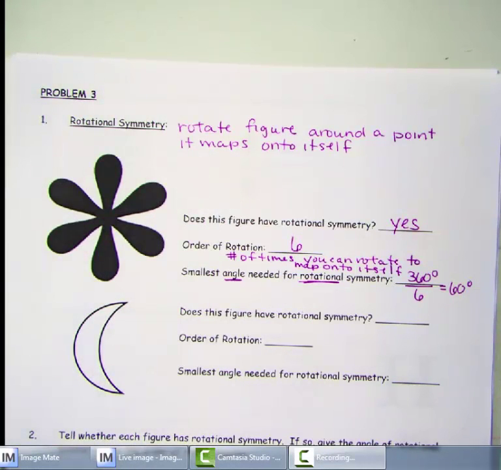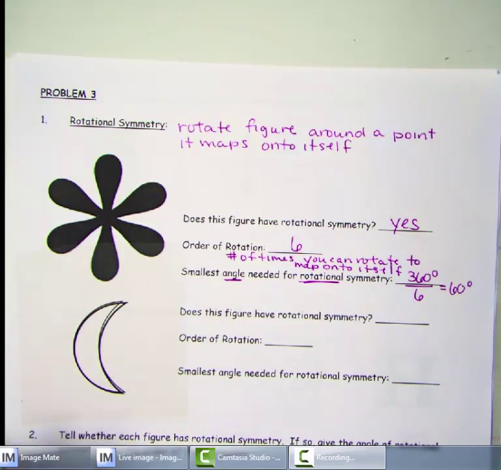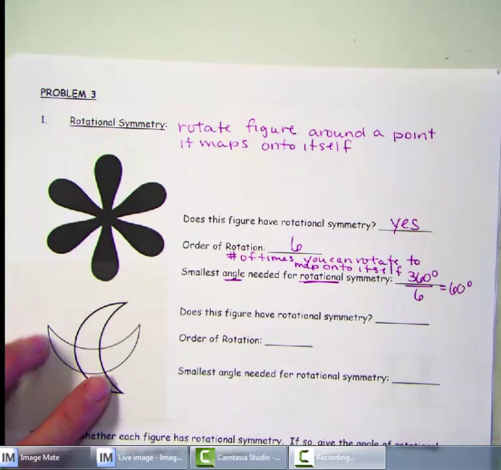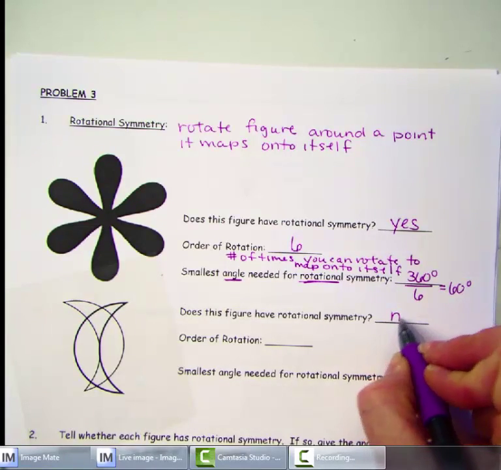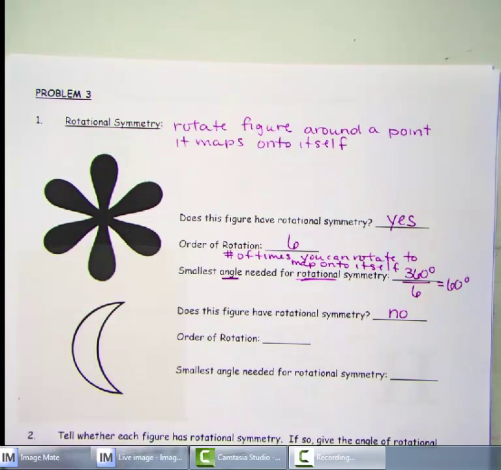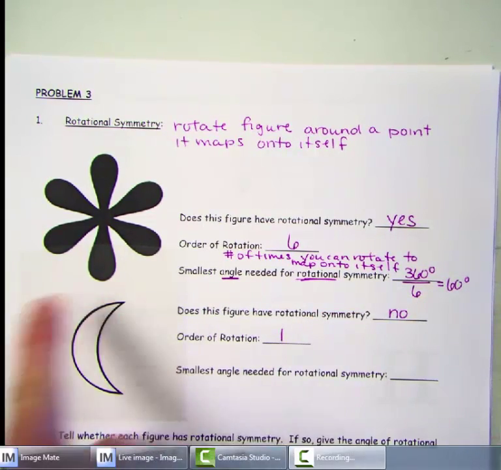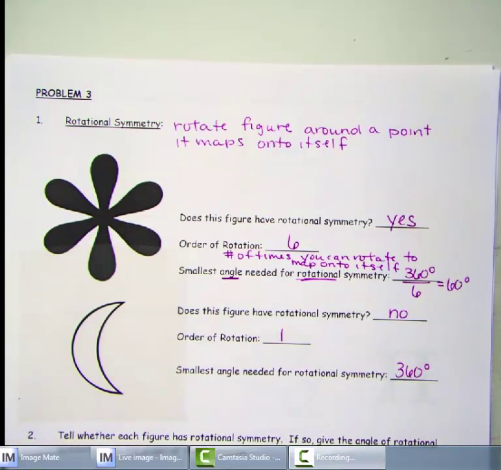Let's take a look at the next one. Here I have a transparency. Does this figure have rotational symmetry? Can I turn this and have it map onto itself? It does not look like I can. But it still has an order of rotation. I can rotate it one time all the way around 360 degrees and have it look the same. But that does not mean it has rotational symmetry, because every figure can be rotated 360 degrees to look the same. So it does not have rotational symmetry.